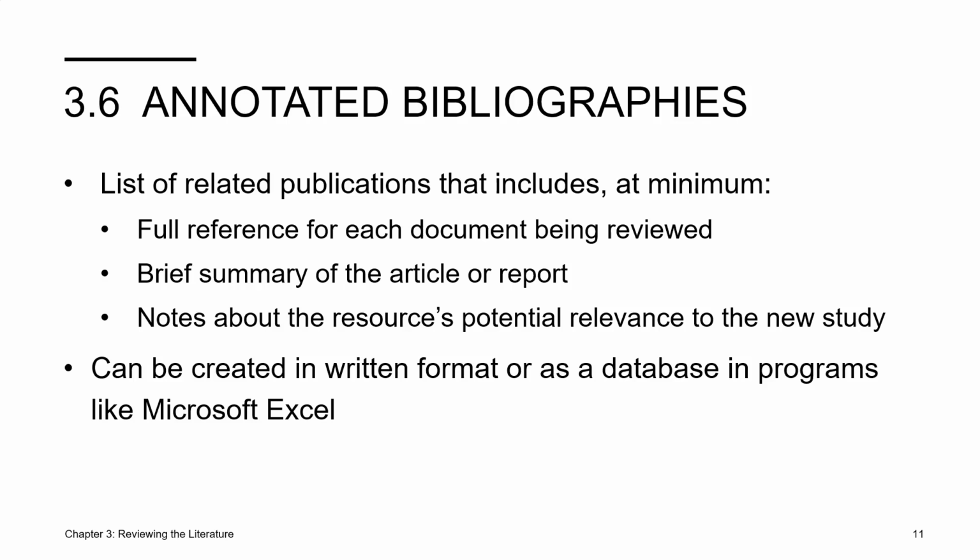This is a list of related publications, and it includes at minimum a full reference of each document being reviewed, a brief summary of the article or report, and then notes about the resource's potential relevance to a new study. I really like to create this as a spreadsheet, and I like to include the authors' names, the year, the journal, a very brief summary, and how I want to include this in my study. Other people like to do it in Word. That's fine. It really depends on the project and how it relates to multiple things that I'm doing.